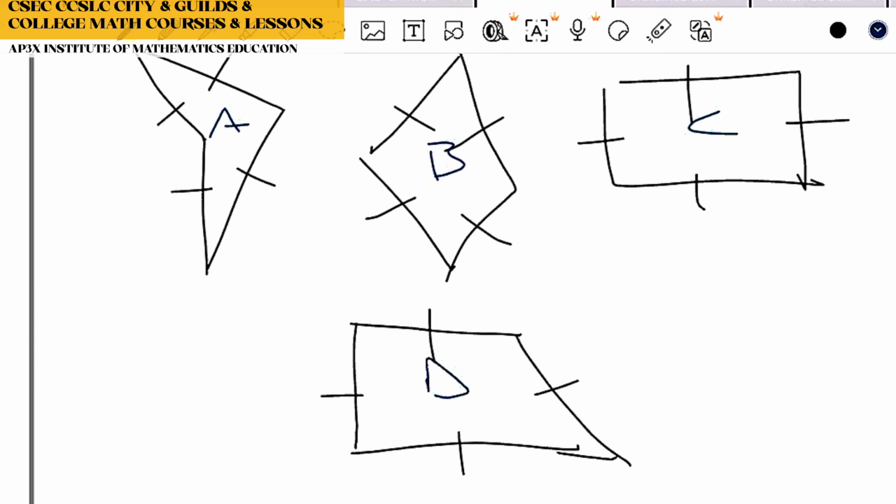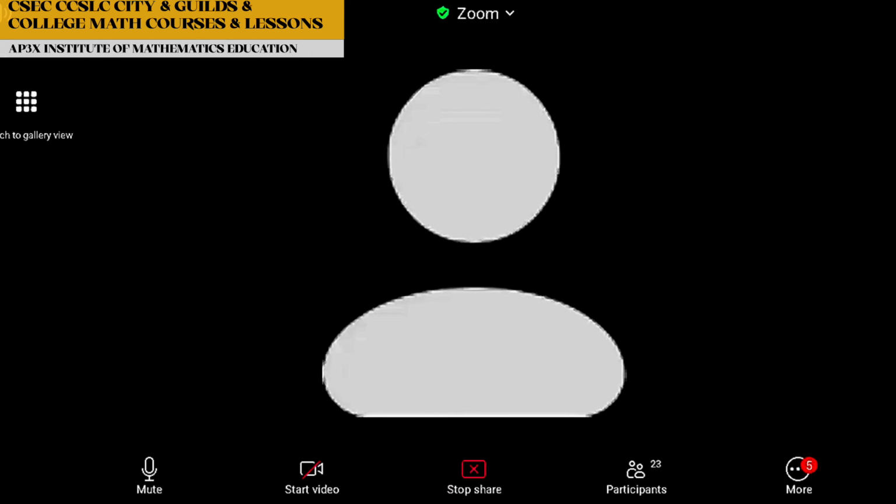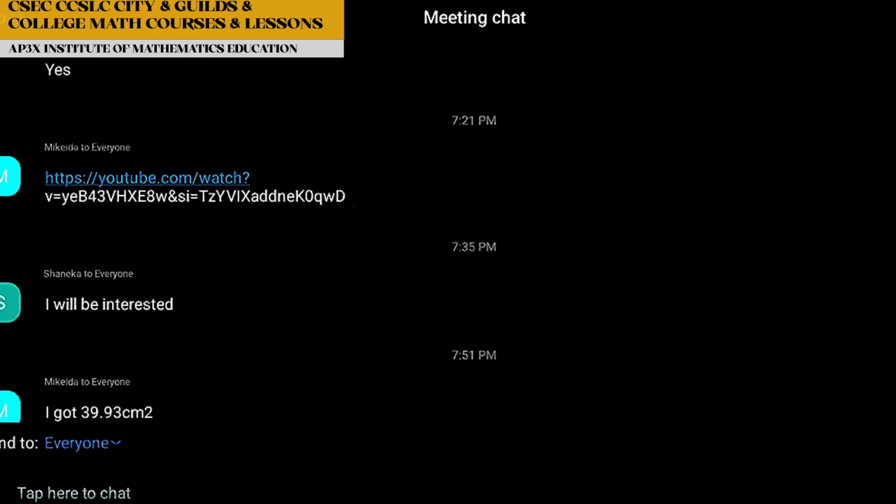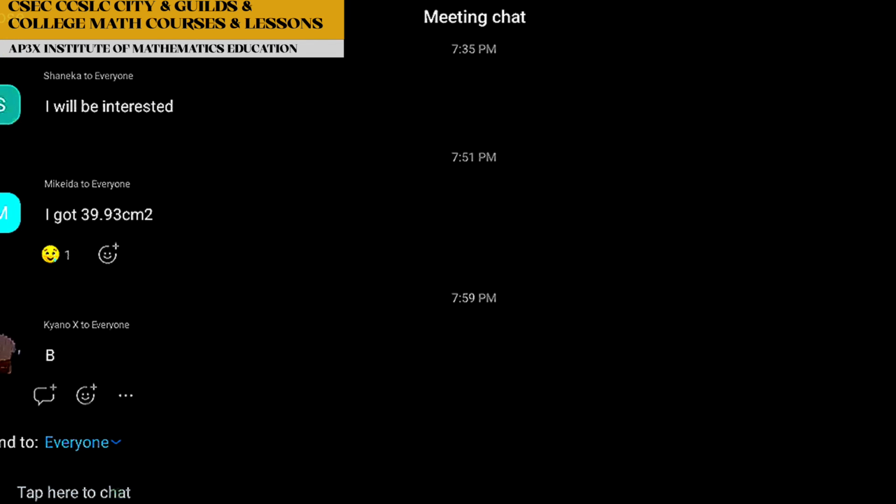Is everybody in agreement with the student? Do you think that D is the trapezium? Yes, sir. Anybody think C is the trapezium? Anybody? No? Everybody is in agreement. Let me see the chat. Oh no, there's not much chat. Okay, so Kiana said B is the trapezium. So everybody agrees it's D?